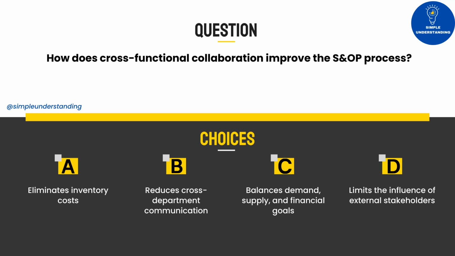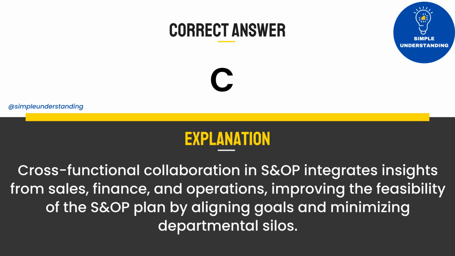5. How does cross-functional collaboration improve the S&OP process? A. Eliminates inventory costs. B. Reduces cross-department communication. C. Balances demand, supply, and financial goals. D. Limits the influence of external stakeholders. Answer C. Explanation. Cross-functional collaboration in S&OP integrates insights from sales, finance, and operations, improving the feasibility of the S&OP plan by aligning goals and minimizing departmental silos.